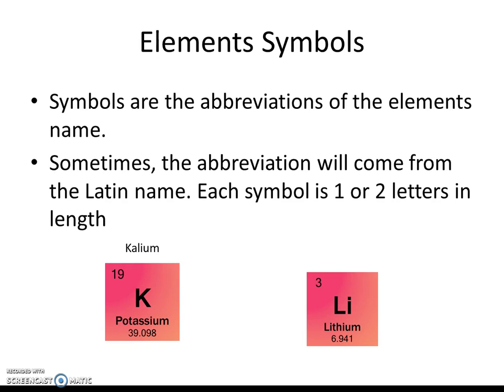Element symbols. Symbols are the abbreviation of the element's name. Sometimes the abbreviation will come from the Latin name. Each symbol is 1 or 2 letters in length. For example, potassium's symbol is K. K comes from the Latin name. And lithium has 2 letters, and it does not come from the Latin name. It comes from the Li in the beginning of lithium.